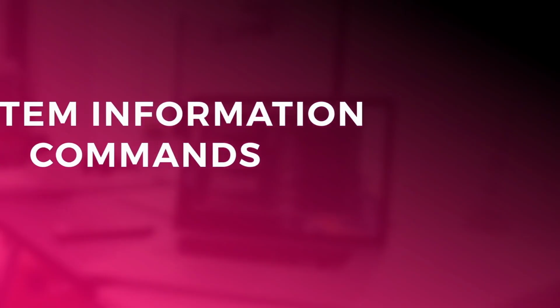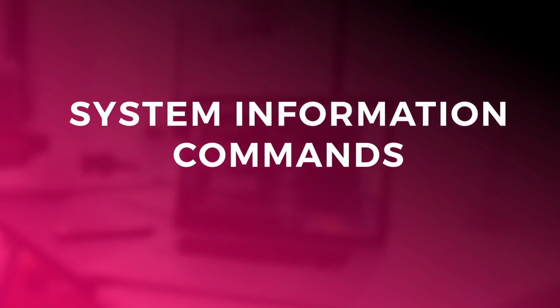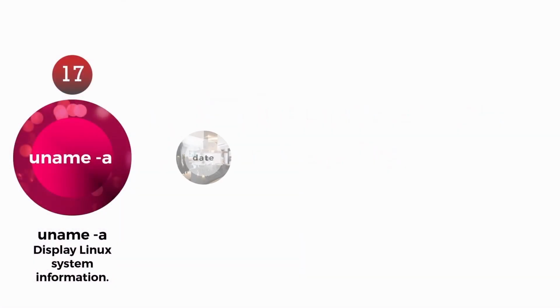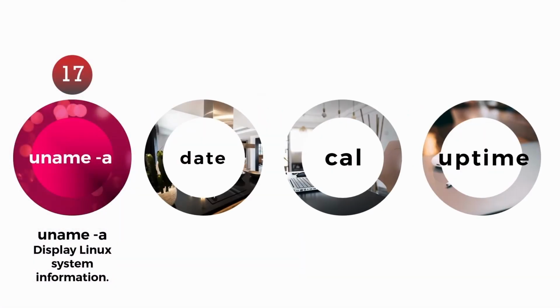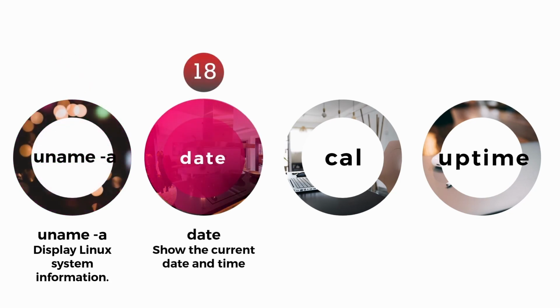Let's see the next category, that is system information commands. So we have the uname -a command. Uname is used to display system information about the current machine. It prints out a line of text that includes various details about the OS and hardware, including the operating system name and version number.